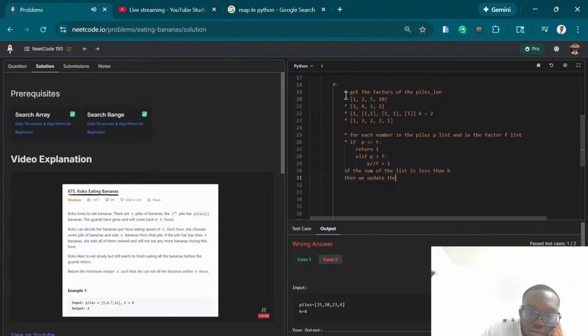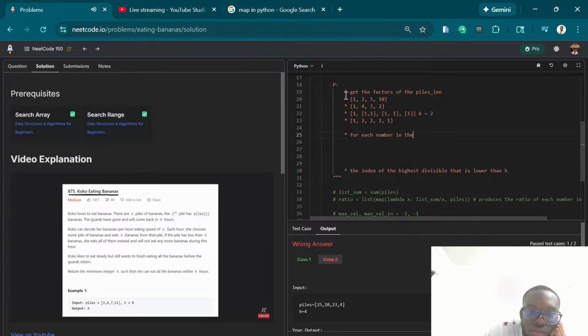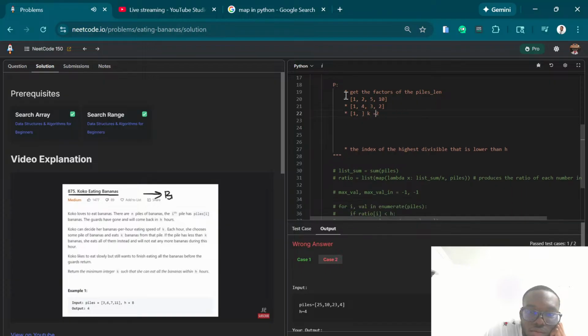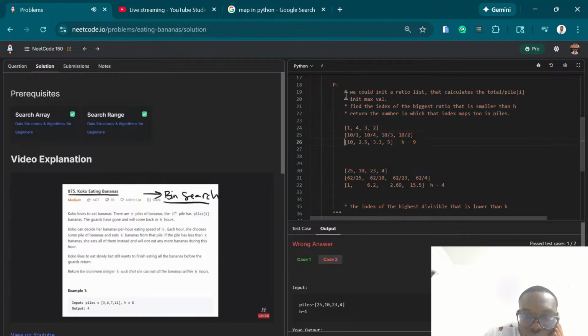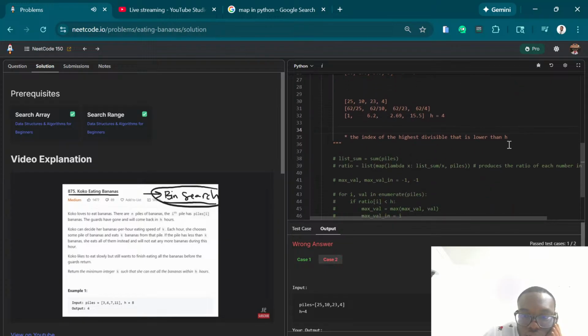So this is a pretty interesting problem because there is a brute force solution that we can arrive at, and that brute force solution can easily be transitioned into a binary search solution, which is the optimal solution for this problem. So we're going to be working our way from the brute force to that binary search solution.